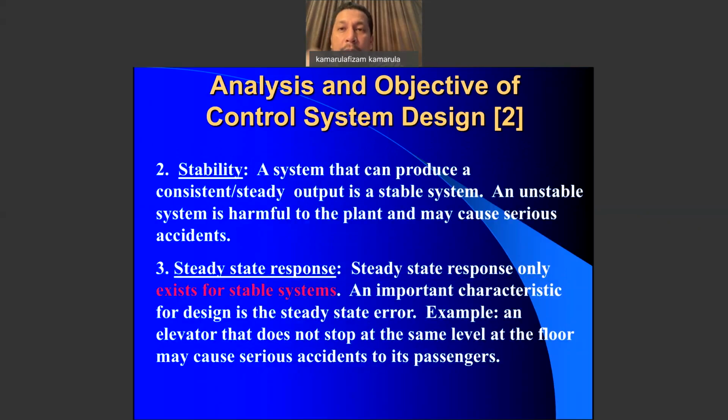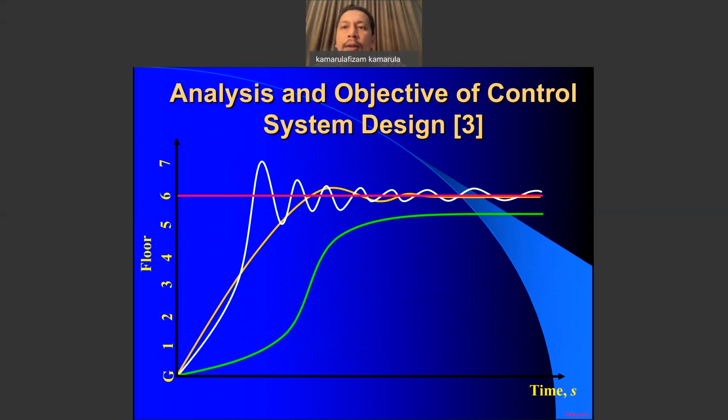And then in a control system as well, you may want to see how stable the system is, and of course how the system is responding when it is in a steady state. So this graph basically describes many kinds of transient response. There are three different lines that represent the behavior of three different control systems.